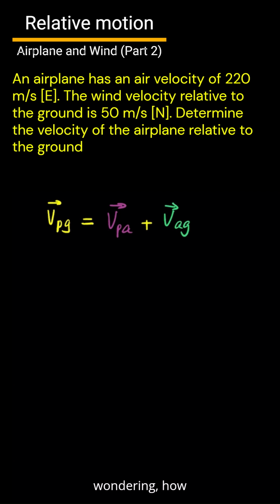You might be wondering, how can you be sure this is the right way to set it up? A simple way is to look at the subscripts. See, the A for air is a common subscript. When you line up the vectors like this, the common A essentially cancels out, leaving this P and G for plane relative to the ground.